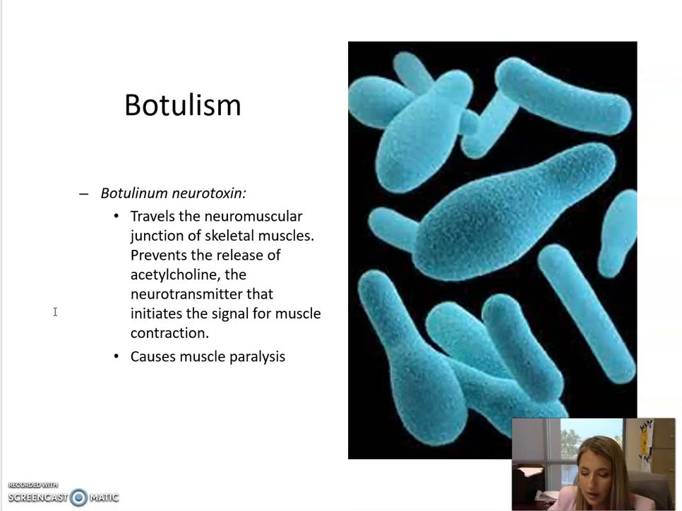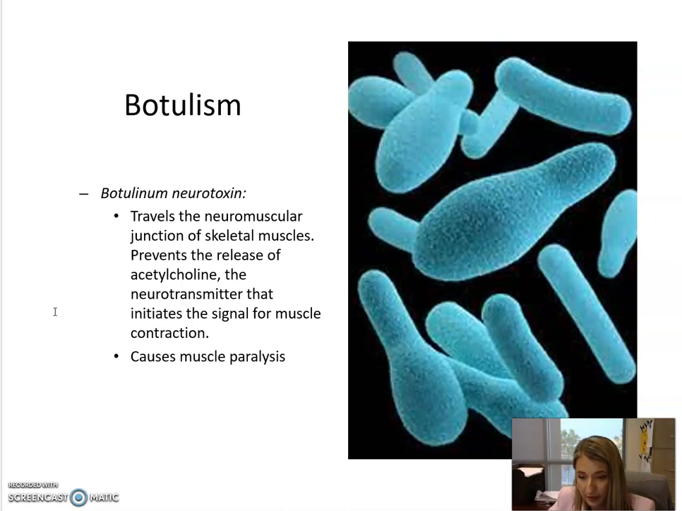So when you ingest the botulinum toxin, that toxin is going to inhibit your motor neurons from releasing acetylcholine. Typically, our motor neurons would release acetylcholine, and then that would allow our muscles to move. But if the botulinum toxin is inhibiting the release of acetylcholine, then the motor neurons do not know that they're supposed to be moving, and ultimately that leads to paralysis. So the botulinum toxin is going to cause muscular paralysis.